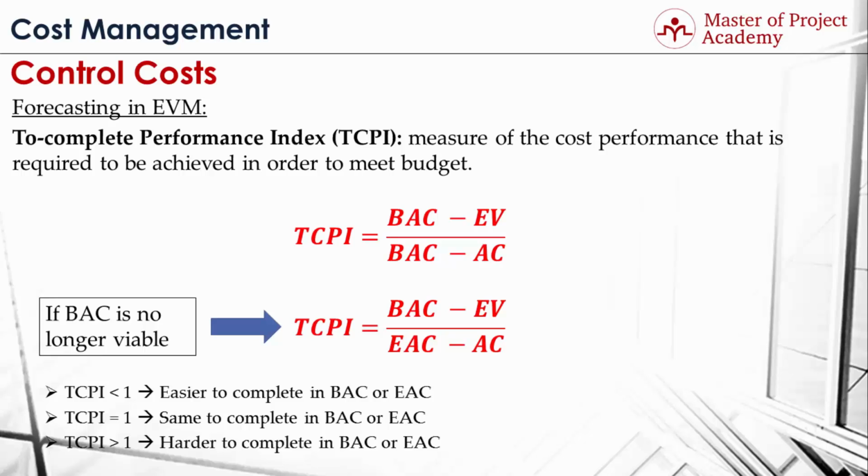If TCPI is less than 1, then it is easier to complete the project in BAC or EAC value. If TCPI equals 1, you will complete the project on planned BAC or EAC. And if TCPI is greater than 1, then it's harder to complete the project in BAC or EAC value. During this lecture, we've gone through forecasting in earned value management. During the next lecture, we'll be going over an example to understand forecasting in earned value management better.